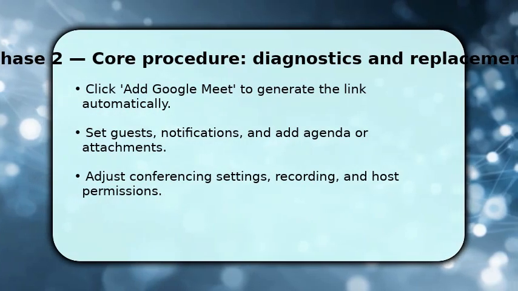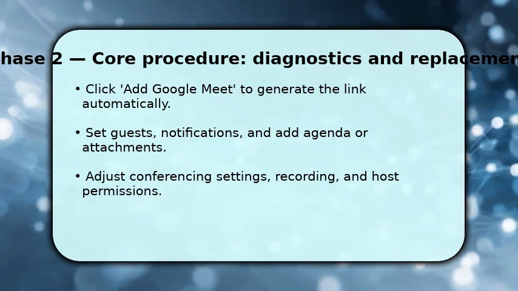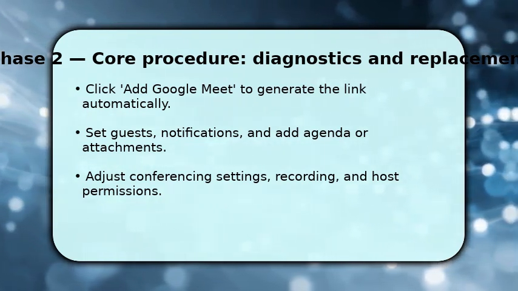Now add Google Meet by clicking the Add Google Meet button. A unique join link appears. This is the core of scheduling for later.